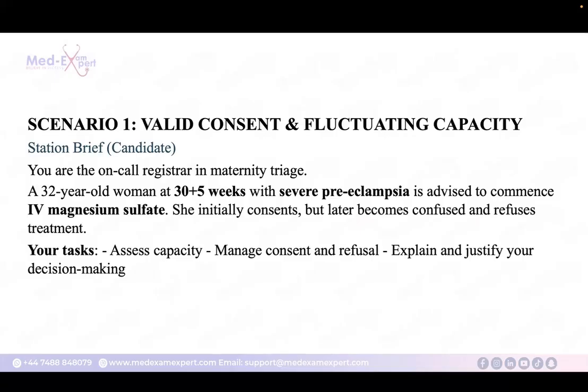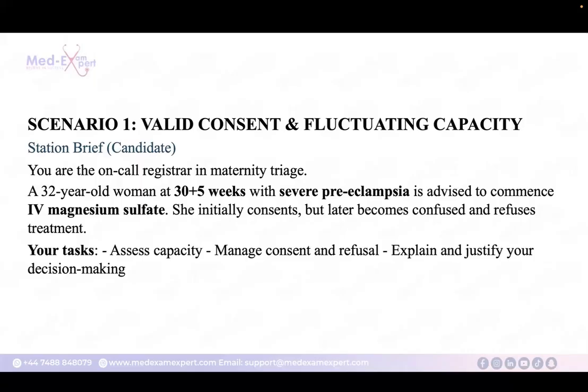I can understand that you are 30 weeks pregnant and you are having raised blood pressure along with protein in your urine, and you need an emergency drug, which is magnesium sulfate, which will protect you from having fits.